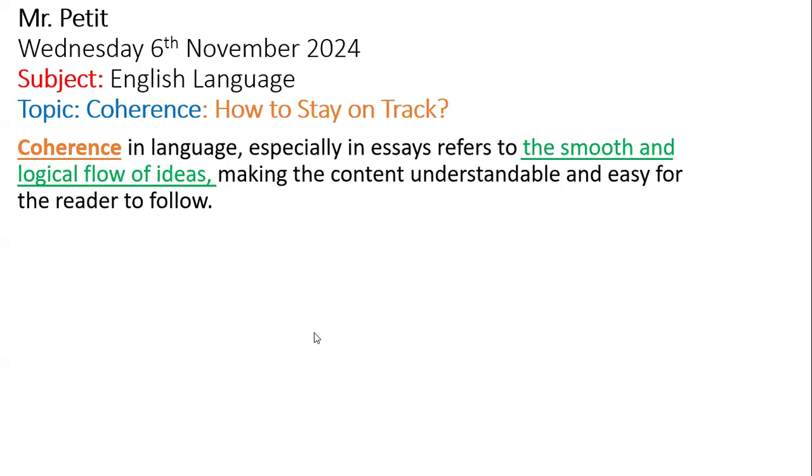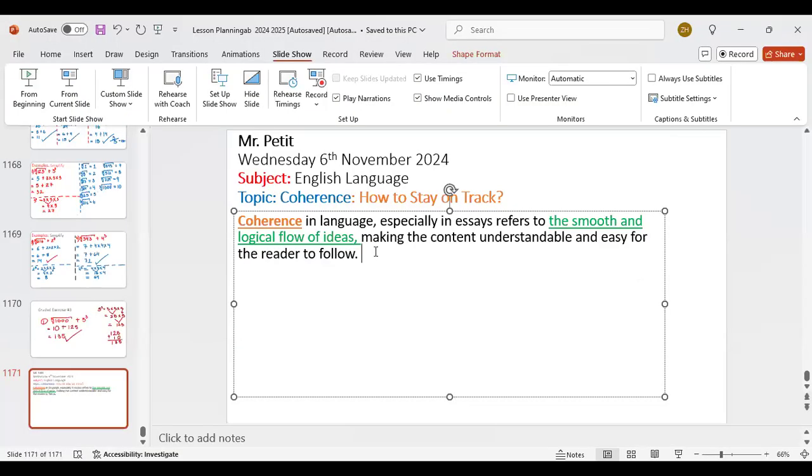Very good. So coherence is basically making sure that your ideas flow, making sure that they're understandable, right? And there are ways to remain coherent, making sure that you don't go off track, making sure you don't sound weird and inconsistent and improper and sound like you don't know what you're saying, like a word salad.